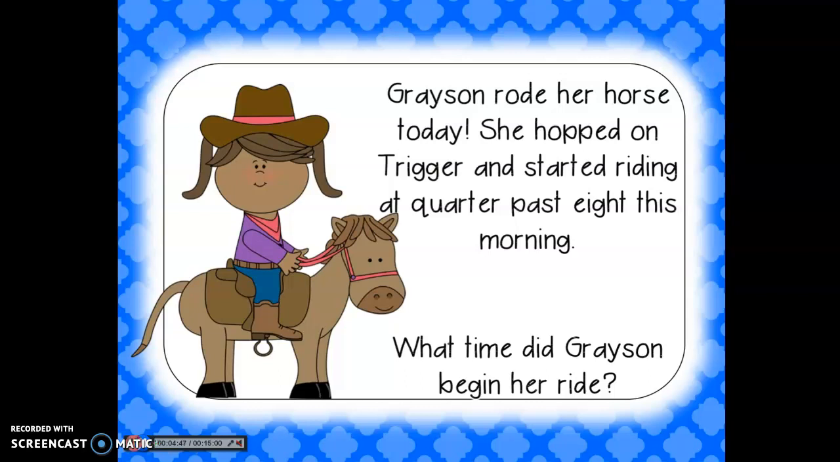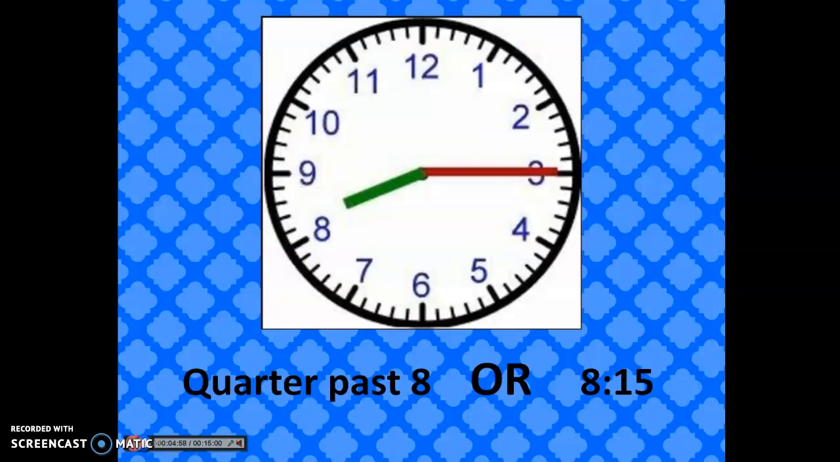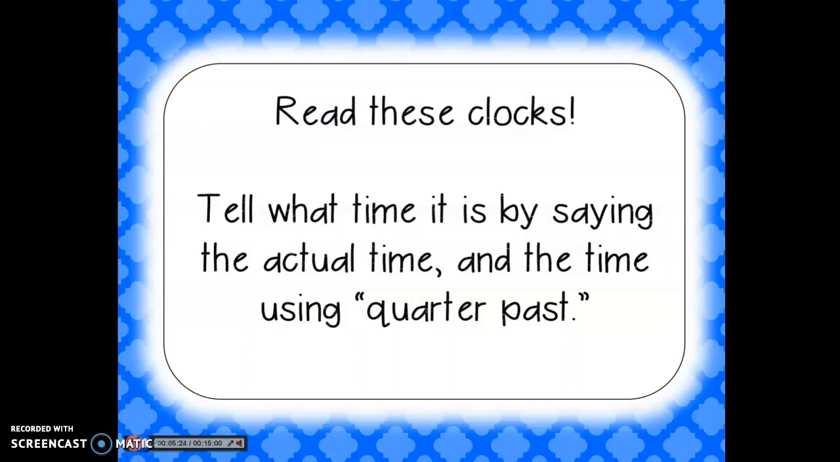Grayson rode her horse today. She hopped on Trigger and started riding at 8:15 this morning. What time did Grayson begin her ride? All right, here we go. You can say this as quarter past 8 or 8:15. And again, if we look at the minute hand, it is right on that 3, which is 15 minutes past the hour, and the hour hand is slightly past the 8, where it should be when we're talking about quarter past the time. Let's read these clocks.